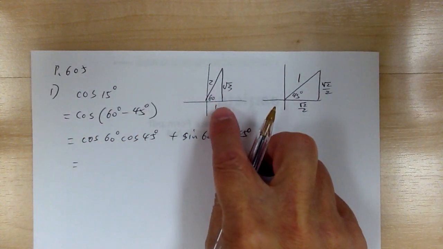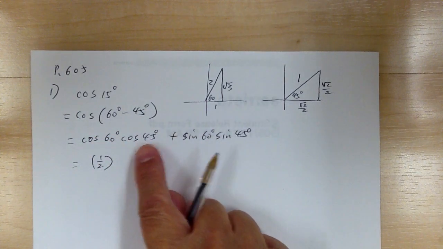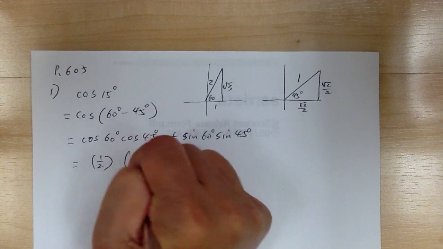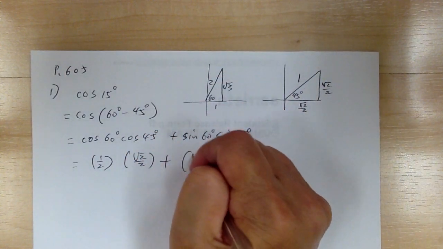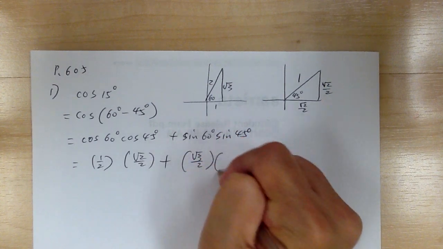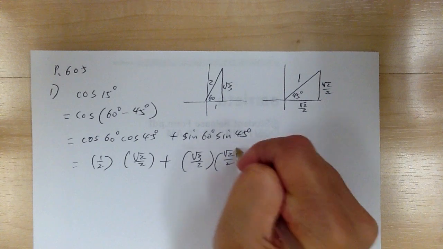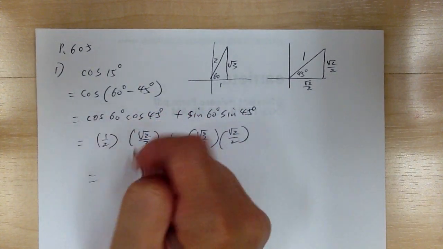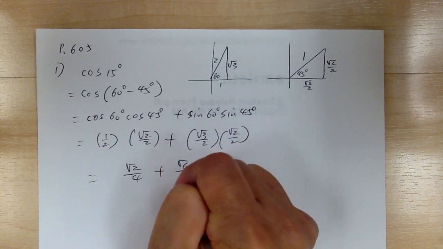So cosine of 60 is this over there, so it would be 1/2. Cosine of 45 is this over there, so it would be square root of 2 over 2. Sine of 60 is this over there, so it would be square root of 3 over 2. Sine of 45 is this over this, so it would be square root of 2 over 2. So from here, you can just simplify, so you got square root of 2 over 4 plus square root of 6 over 4.